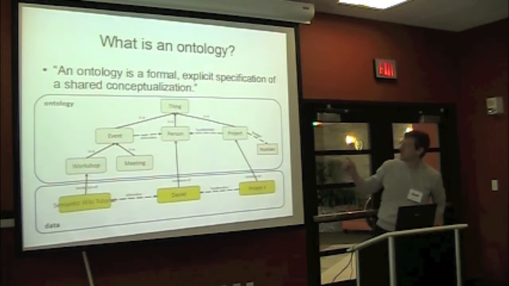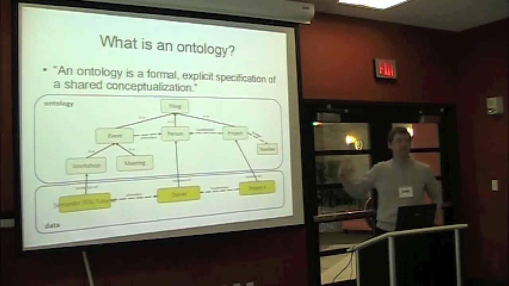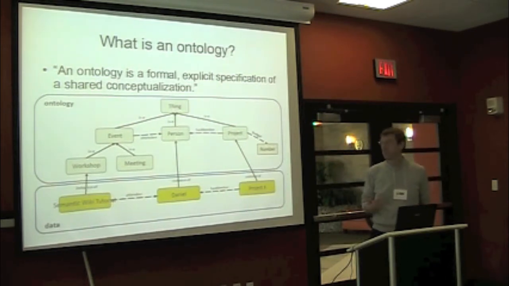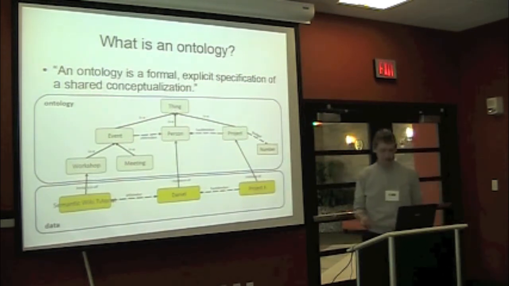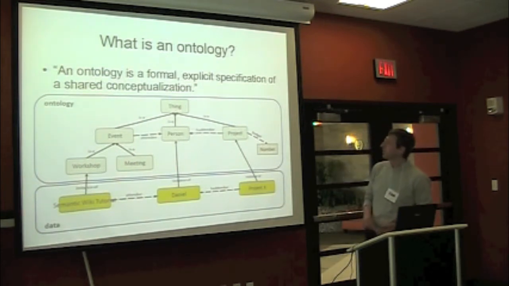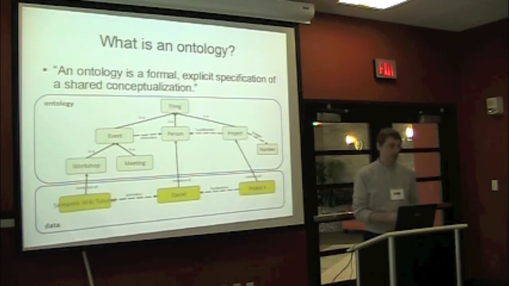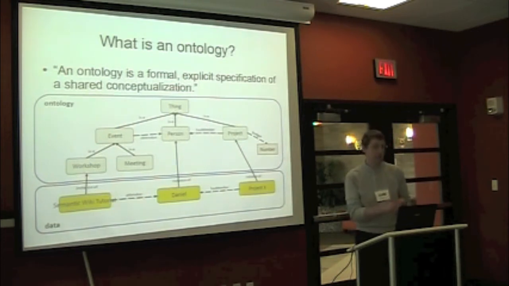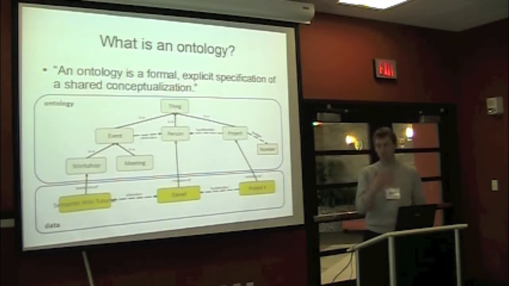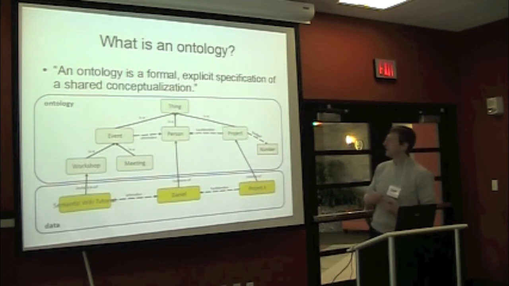So maybe you don't understand this. This is a natural reaction to this quote, right? What? But if I deconstruct it, I think it'll make sense. So formal means computers can understand this, right? It's written in a language that a computer can understand. Explicit means, okay, everything that's necessary for the computer to understand it in the right way is spelled out. It is there. It's represented in some form.